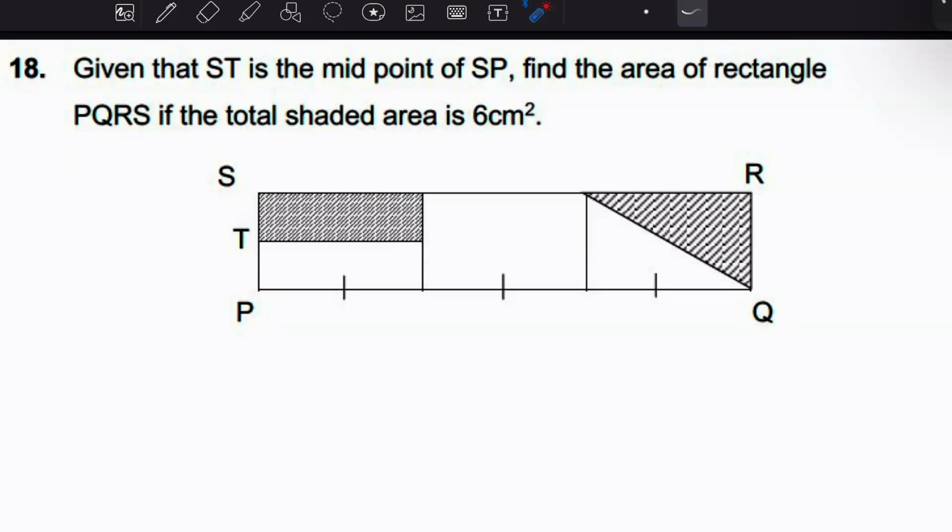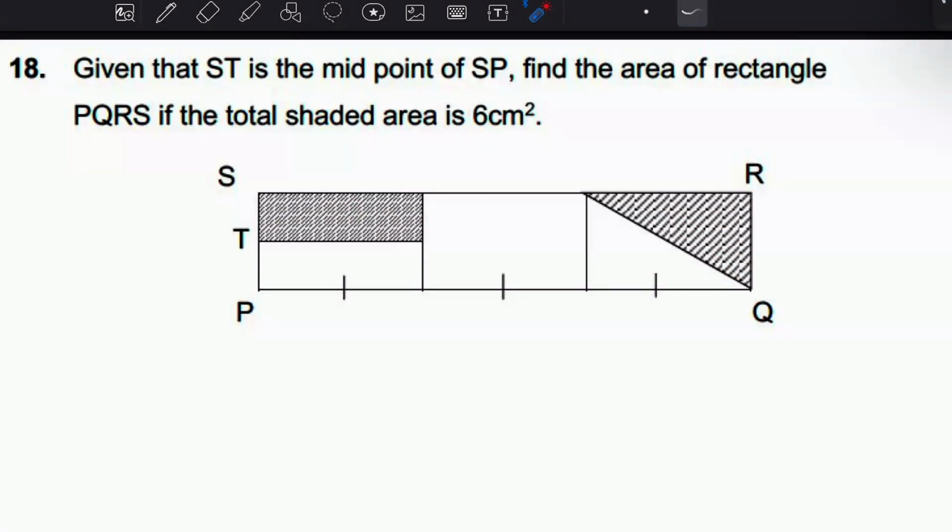Okay, question 18. Given that ST is the midpoint of SP, so SP is here, ST is here. Find the area of rectangle PQRS, if the total shaded area is 6 centimeters squared. So these are the shaded areas. When you add them up, it becomes 6 centimeters squared. So how do we solve this question?